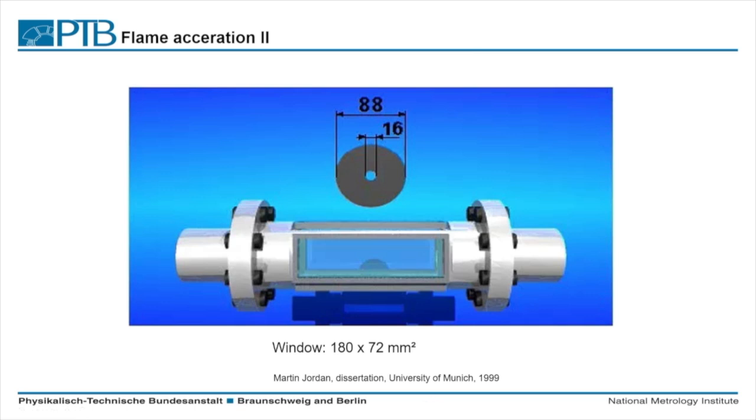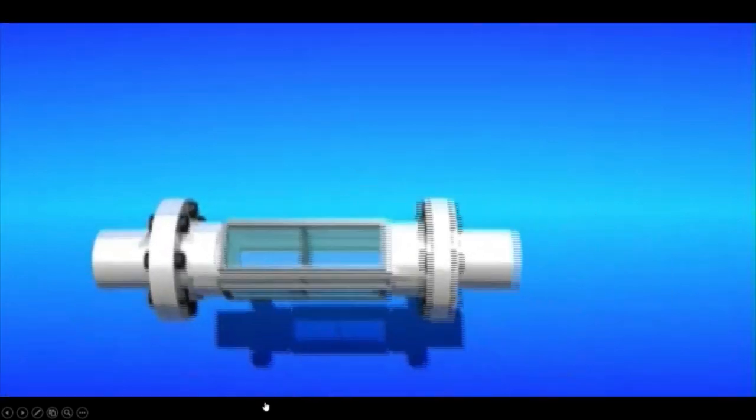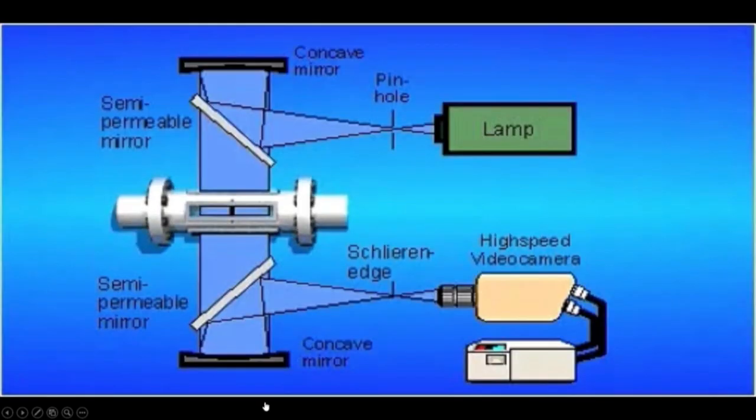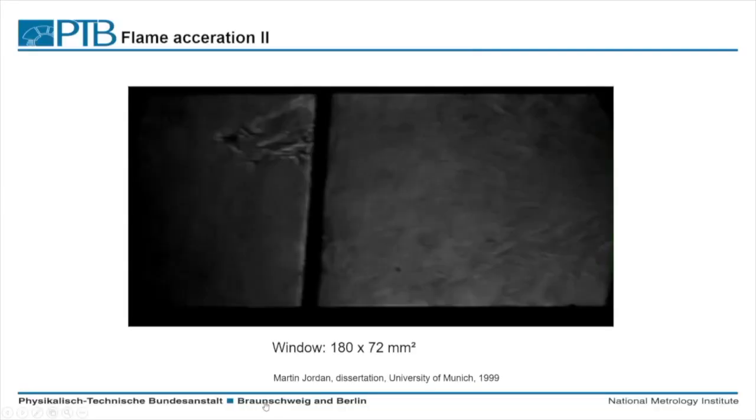Now we have a pipe, optically accessible. We have a disc here with an orifice, and the flame is coming from the left and going to the right. And you see here some Schlieren videos of this process with 12% hydrogen air. You see the flame approaching, and you see how fast this process occurs.